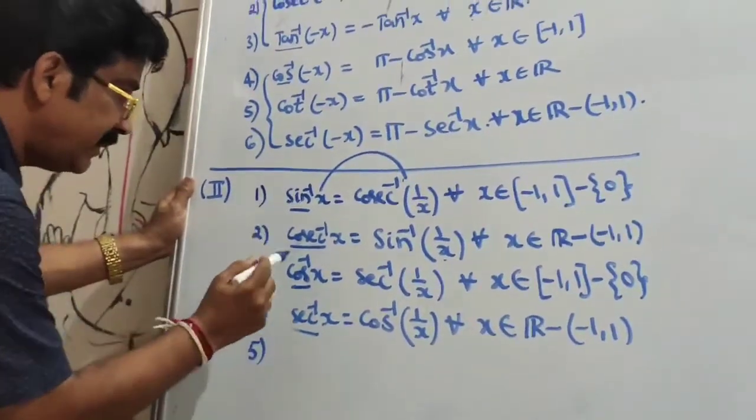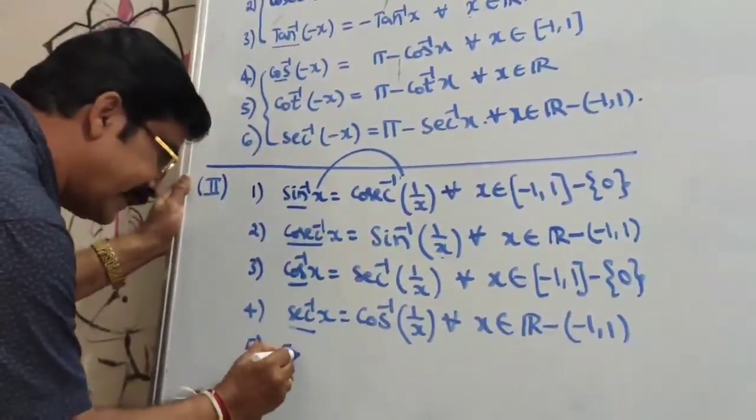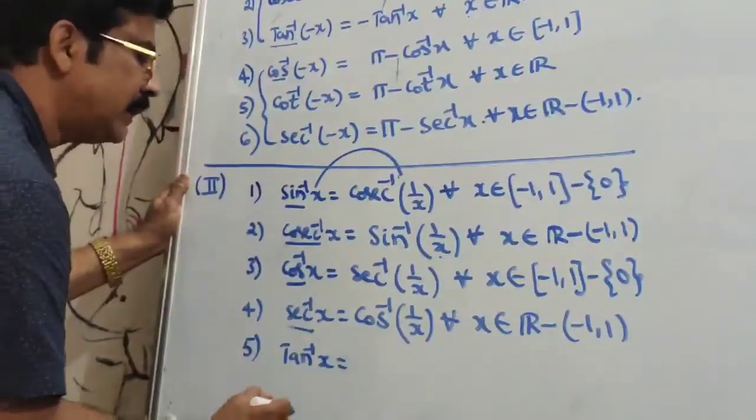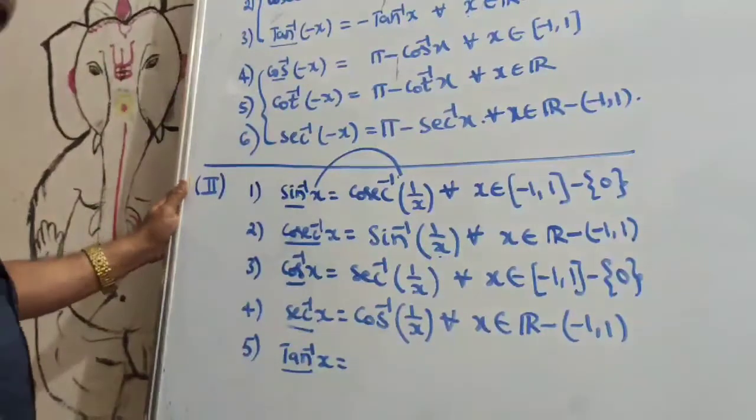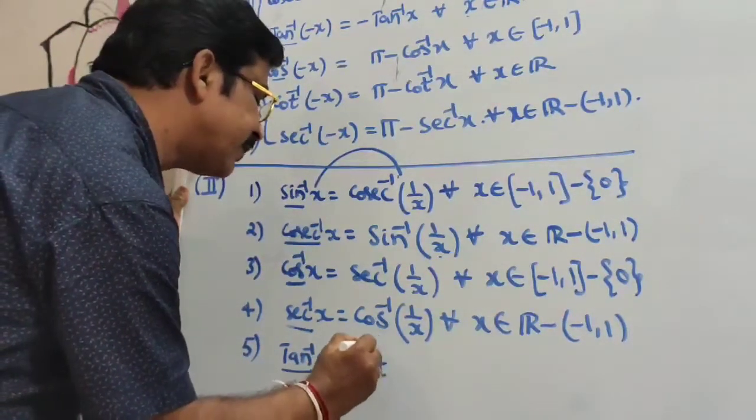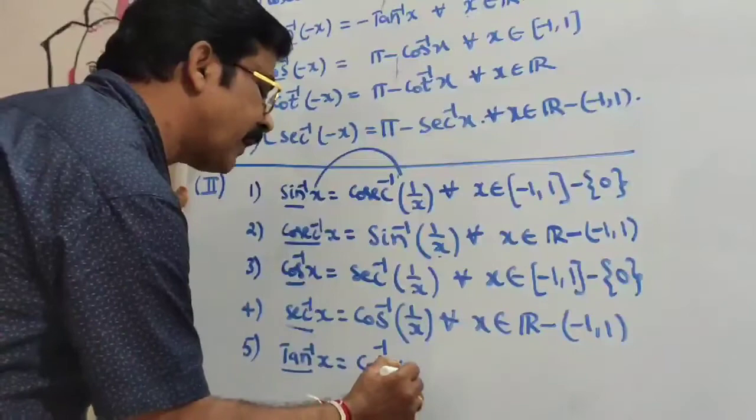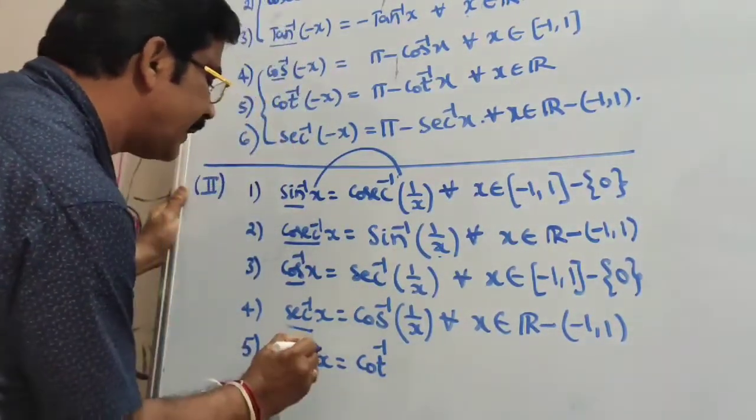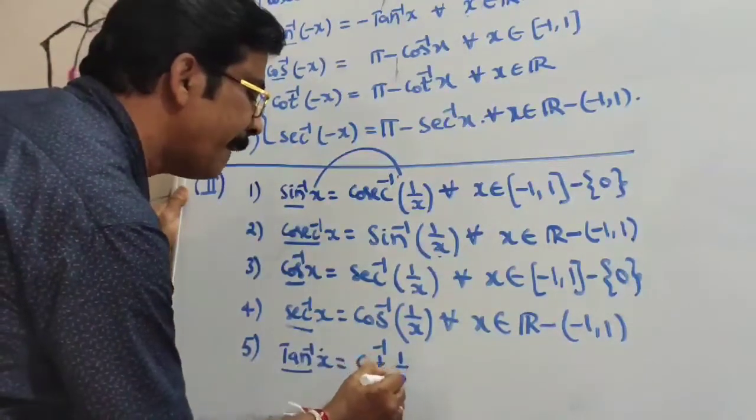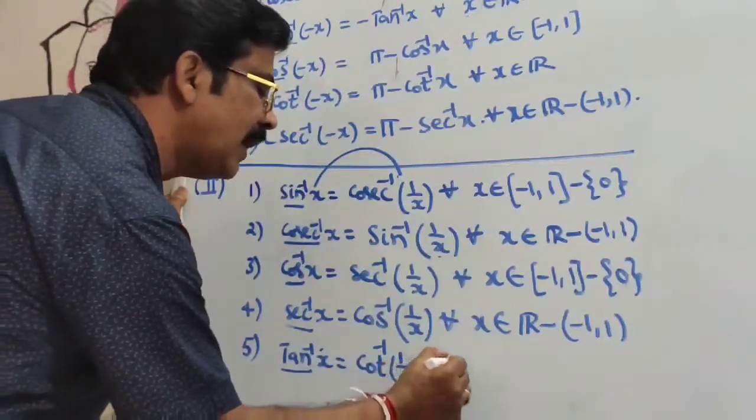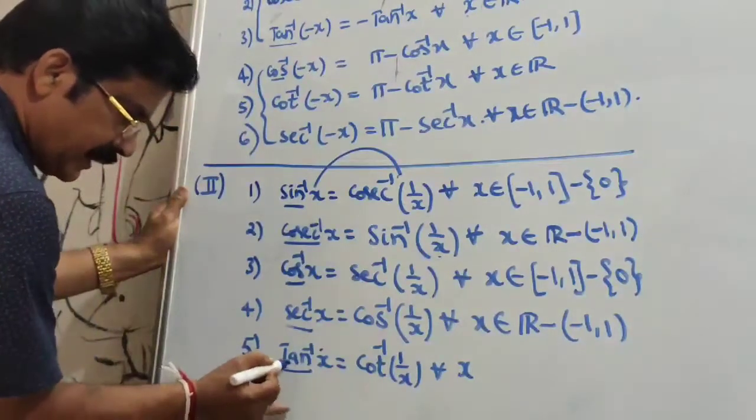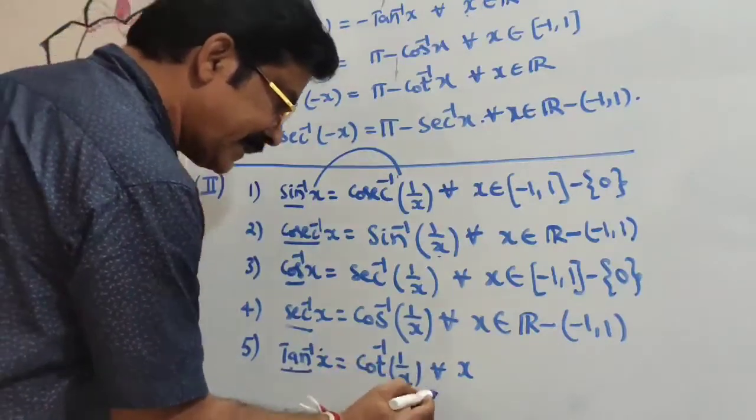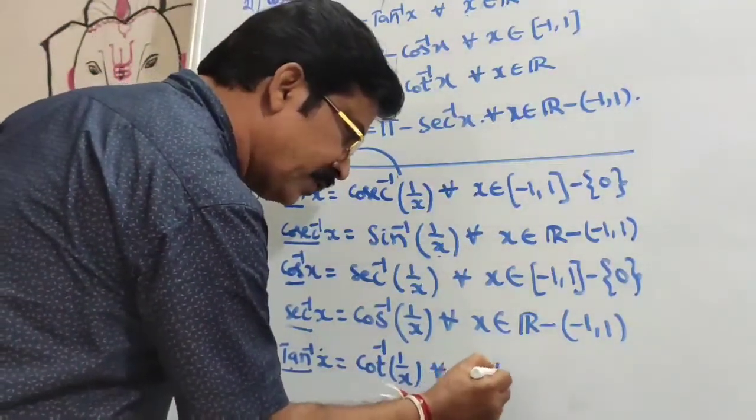Next, number 5. So sine, cosecant, next tan inverse of x is equal to, what is the reciprocal of tan? Cot inverse. So it is cot inverse of the reciprocal of x, 1 by x. For all x, what is the domain of tan inverse x? Capital R. But here some special condition is there. It is true for positive real numbers.